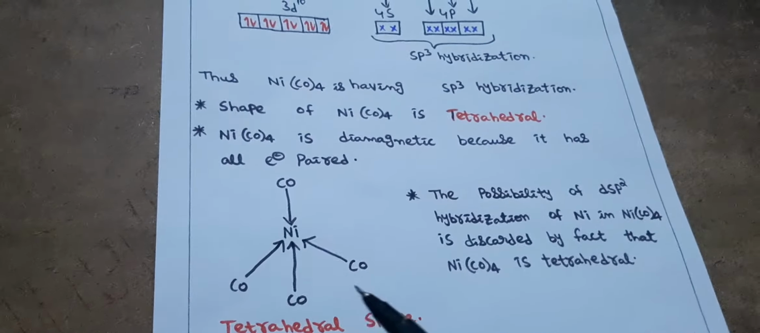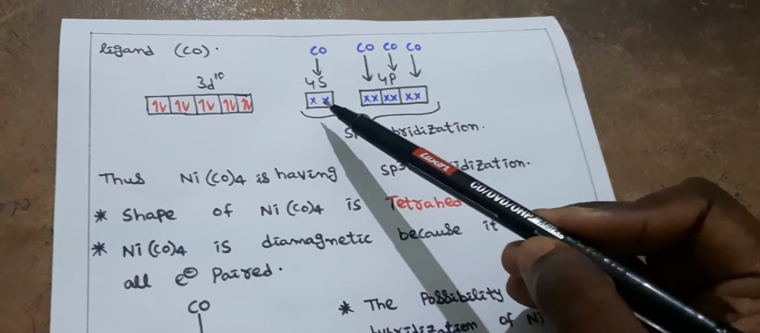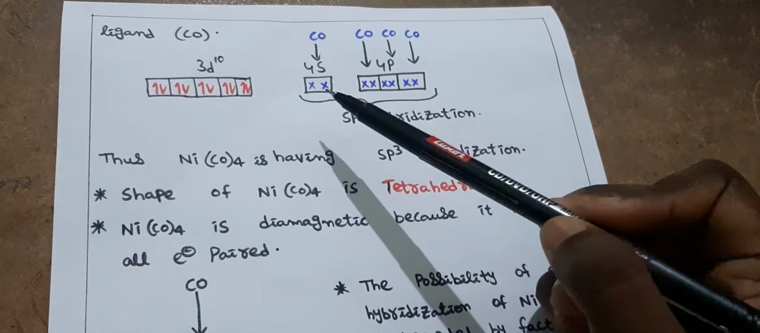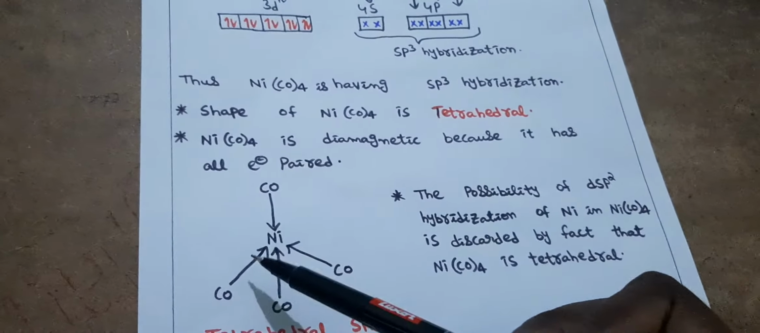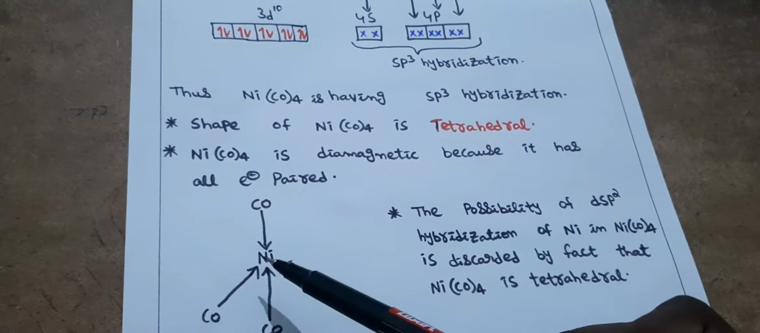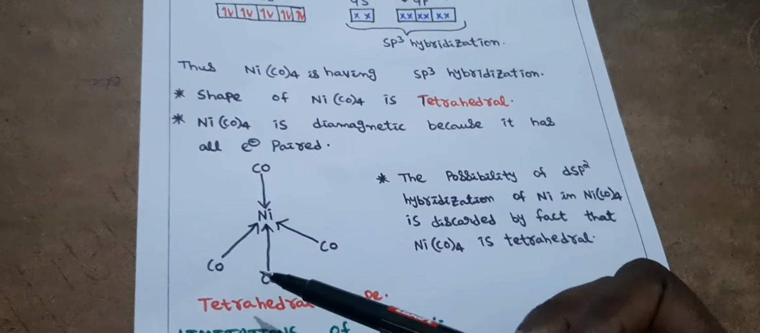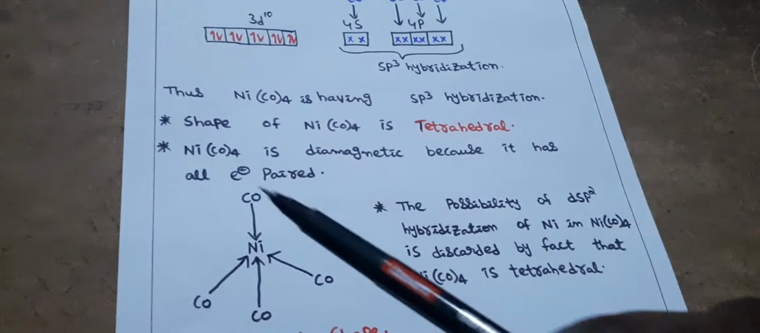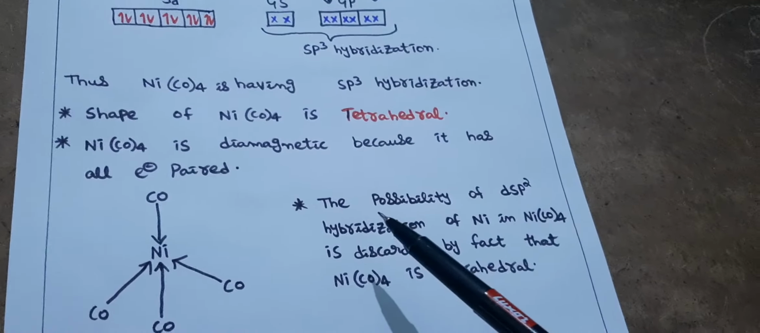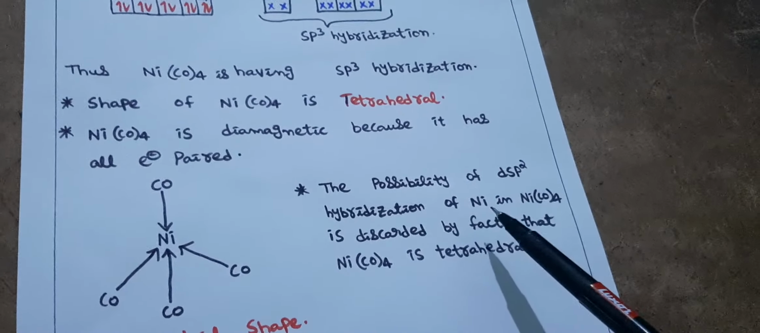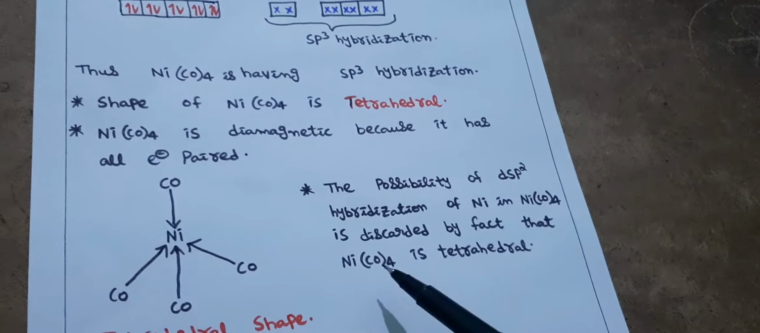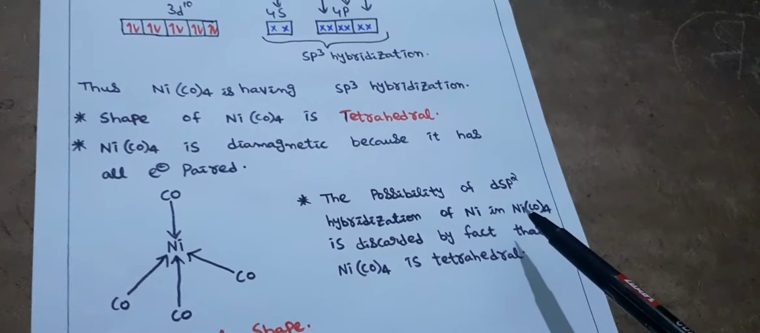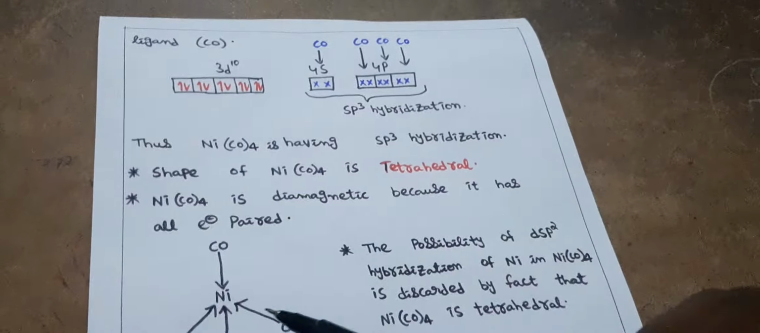These are coordinate covalent bonds because, see, here both the electrons have come from carbonyl groups into sp3. So, both the electrons are from the carbonyl group. There is no sharing of electrons between nickel and carbonyl. So, that is the reason 4 coordinate covalent bonds are formed. Remember this point, okay? It will come in your competitive exams too. The possibility of dsp2 hybridization of nickel in Ni(CO)4 is discarded by the fact that Ni(CO)4 is tetrahedral. Yes, here dsp2 hybridization will not occur because the tetrahedral shape determines it.